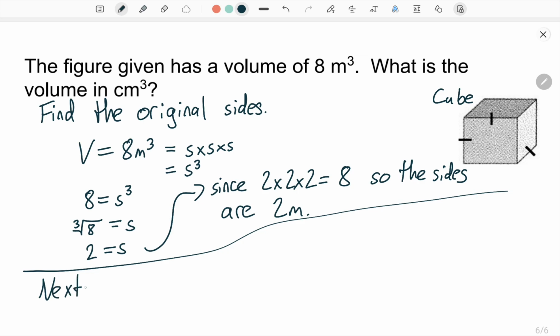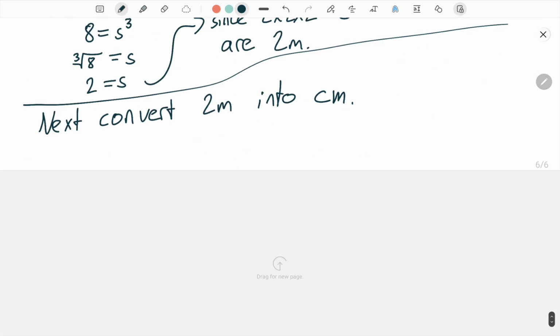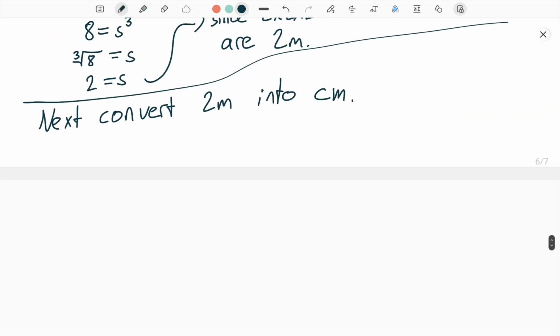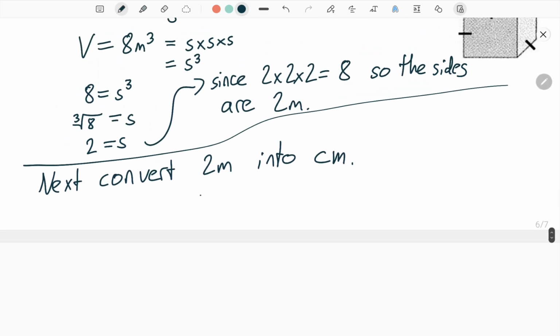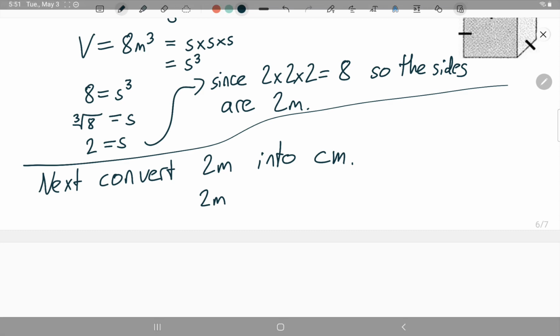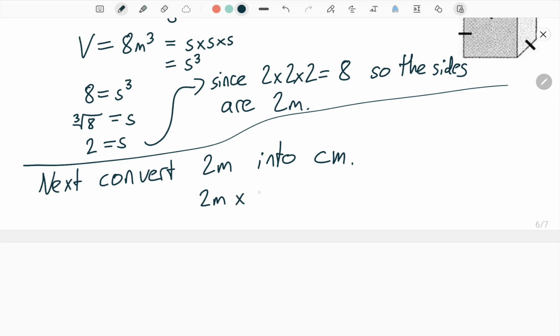Next, convert 2 meters into centimeters. So what is 2 meters in centimeters? We know that for 2 meters, since we're going from something that's starting off bigger into something that's smaller, meters being definitely bigger than a centimeter, we need to multiply. And the conversion factor says that there's 100 centimeters for every meter. So we can just do 2 times 100, and that'll give us 200 centimeters.